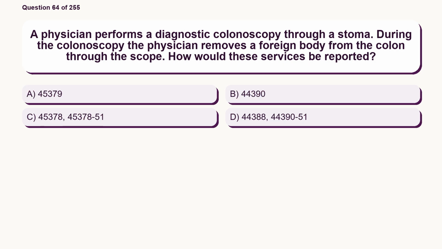Question 64. A physician performs a diagnostic colonoscopy through a stoma. During the colonoscopy, the physician removes a foreign body from the colon through the scope. How would these services be reported?